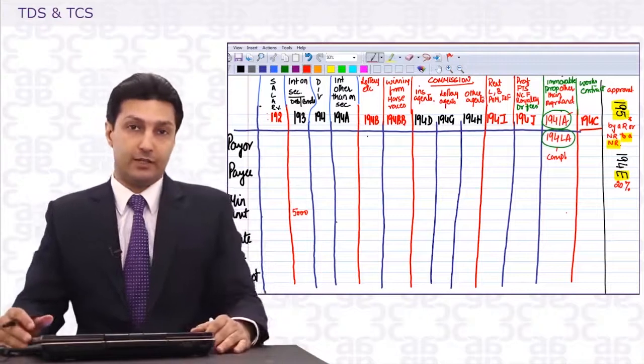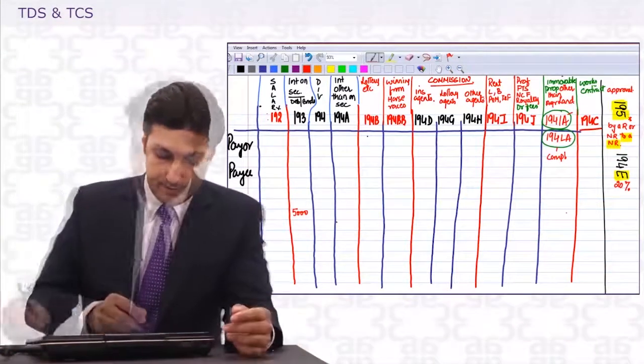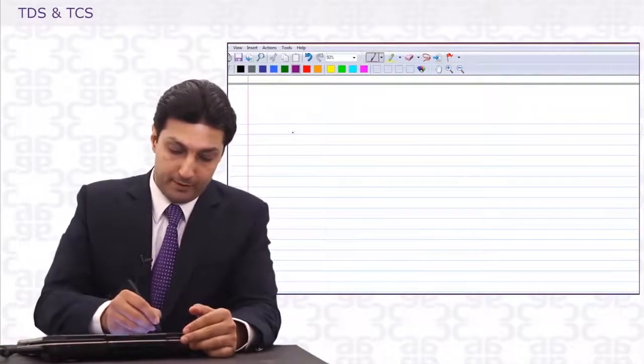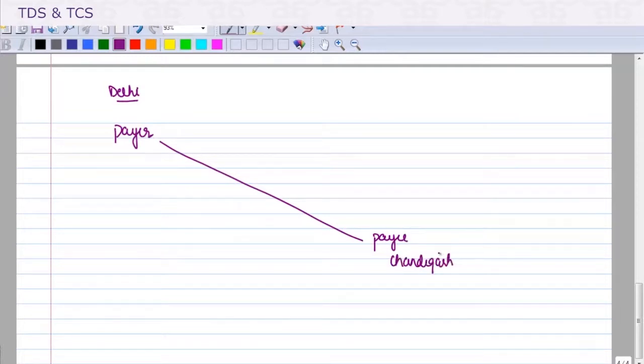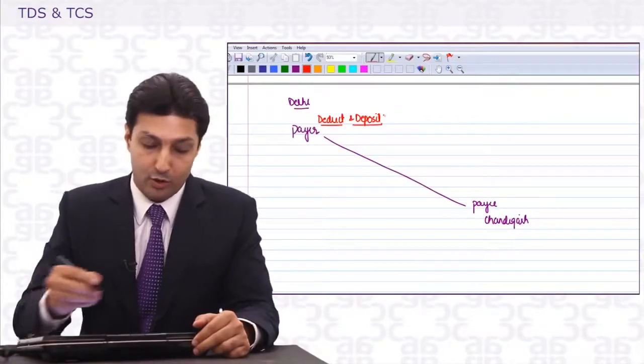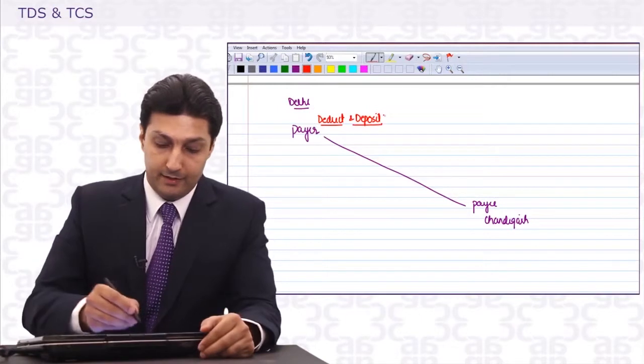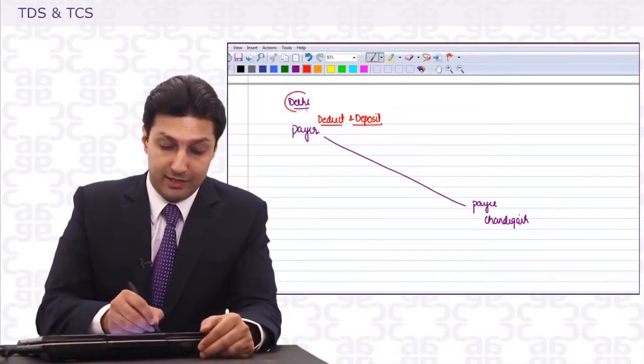Who is required to deduct TDS? Obviously the payer. Now how does the system work? So we have the payer, let's say sitting in Delhi, making a payment to the payee sitting in Chandigarh. Now the payer will deduct and deposit. Let's say the payer is depositing it online or to a bank, but this has been deposited in Delhi.